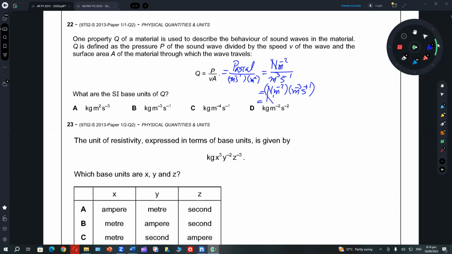It will be Newton M minus 5 S1. Break Newton also, kg ms minus 2 into m minus 2 into m minus 3 and S1. Now, if you see, I have a meter 1.